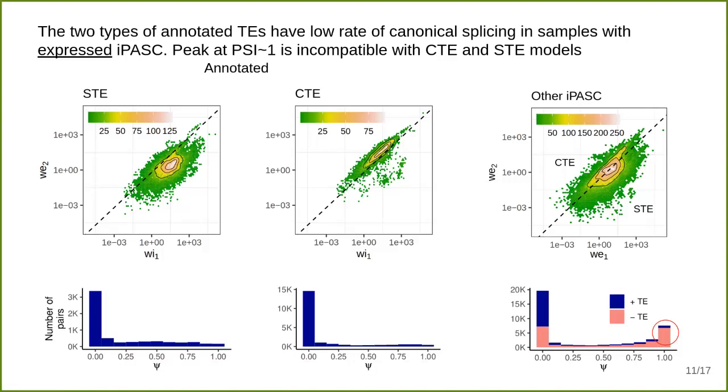However, surprisingly, other expressed intronic PASs have an additional peak at PSI equal to 1. This peak is incompatible with both CTE and STE models, because expressed polyadenylation sites with PSI equal to 1 imply that canonical splicing coexists with intronic polyadenylation.